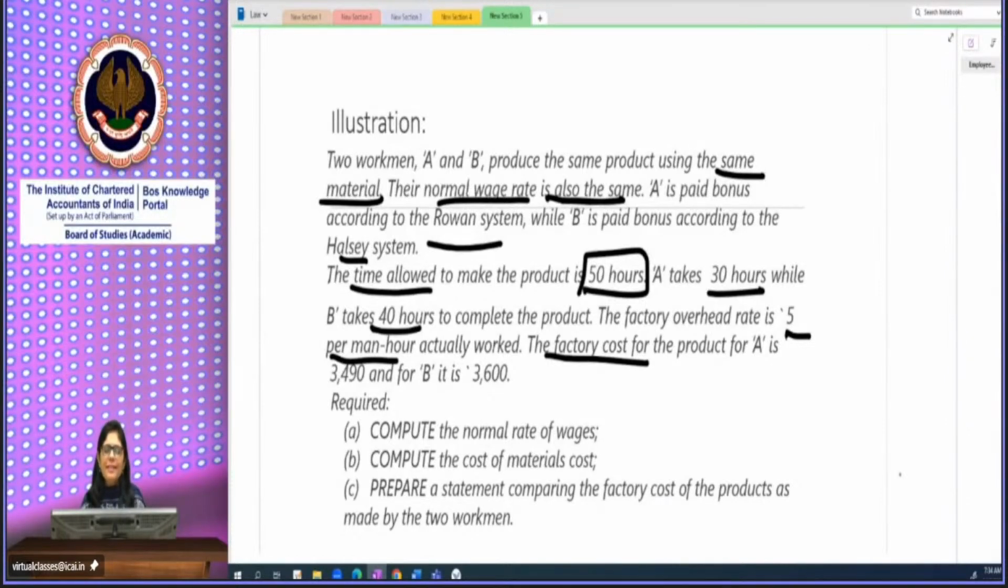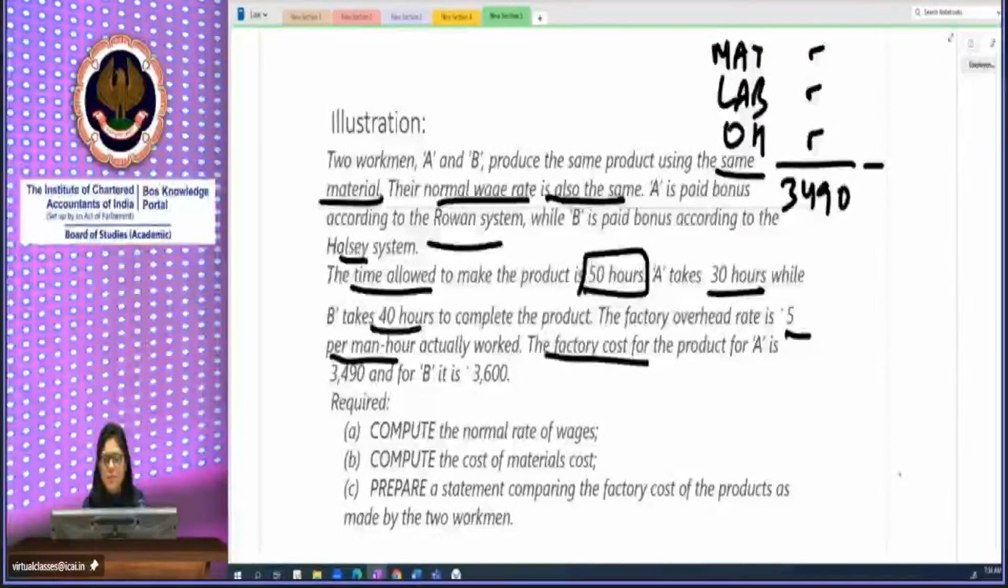So the material cost, the factory cost, the total of factory cost. Total of factory cost means material, labor, and overhead. So this is the total. This is material cost, labor cost and overhead, and the total cost they have given is 3490 and 3600 for both the employees. So this is the way we have to calculate.